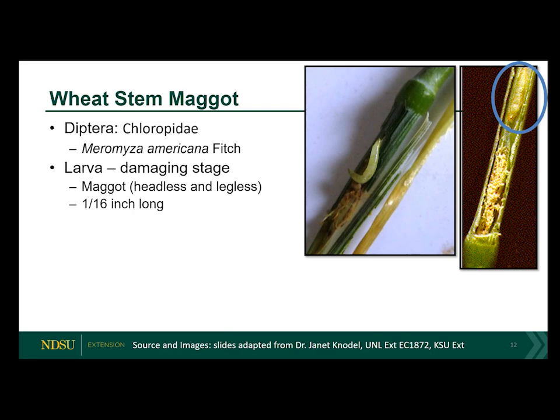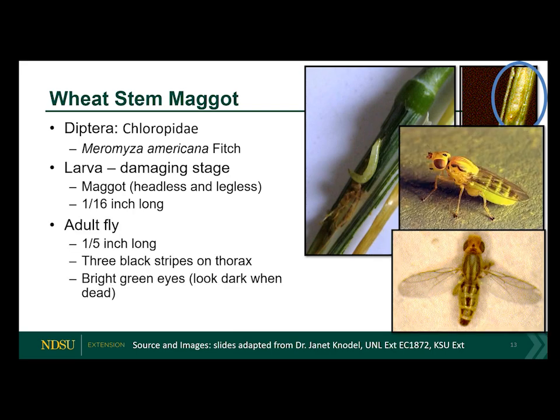I'll adjust the screen since I'm the first one to go. The larva is also seen here, and this is actually frass, or insect poop, right here. The adult fly, this is what it looks like. We have the 3 stripes on the thorax right here, and that helps to distinguish it from others. When they're alive, they have bright green eyes, and they look dark when they're dead.